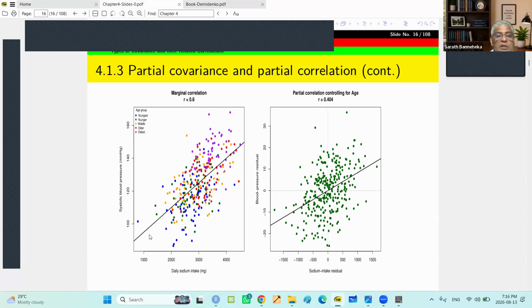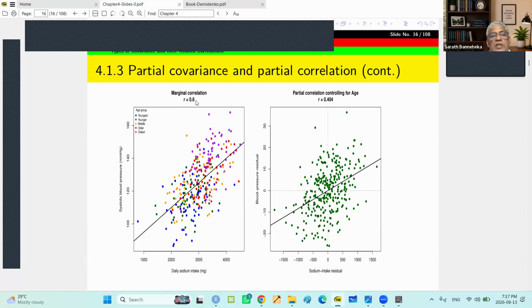So they are depicted here with different colors. For example, the youngest age group is denoted by blue, the oldest age group is denoted with this violet color. So they are mixed, but most of the younger ones are here, and most of the oldest ones are here. And when you put all those together without considering age, this whole scatter plot will be considered as one scatter plot. And then if we calculate the correlation here, the sample correlation coefficient also came as 0.6 approximately.